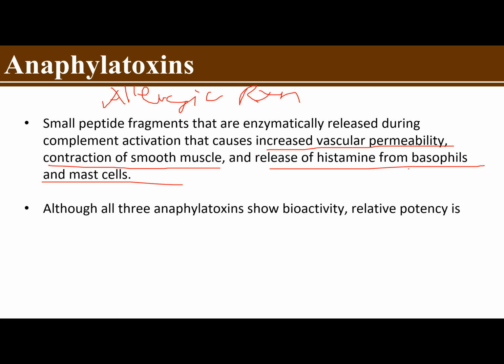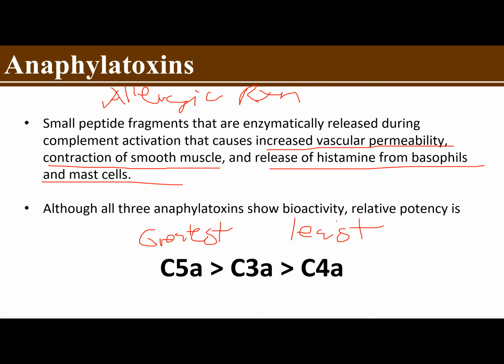Although all three anaphylatoxins show bioactivity, the relative potency is like this. Please remember this, from the greatest to the least. C5a is greater than C3a, and C3a is greater than C4a. So the greatest would be C5a, while the least is your C4a. So do remember that in terms of their potency: C5a, followed by C3a and C4a.